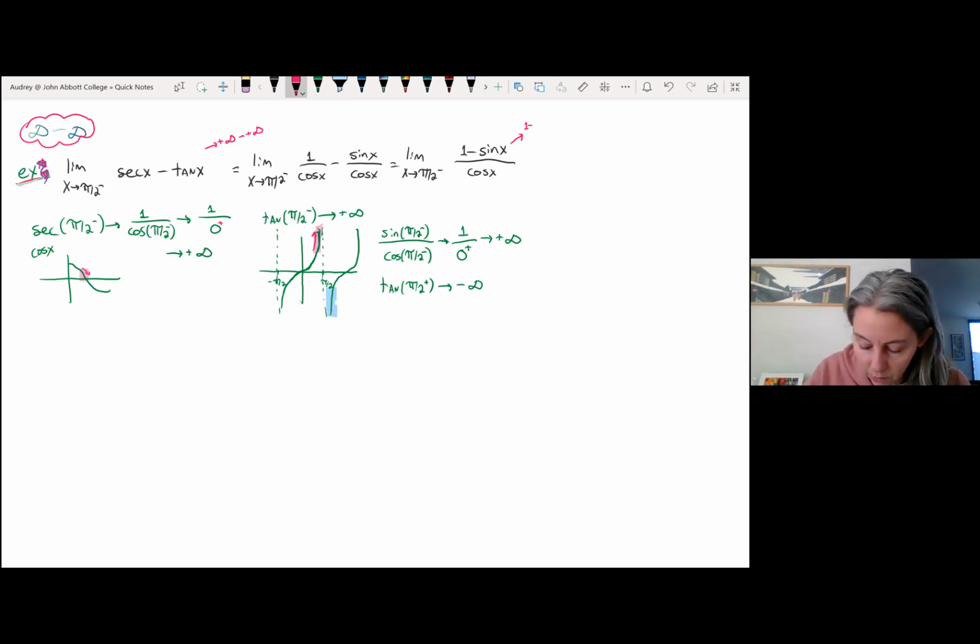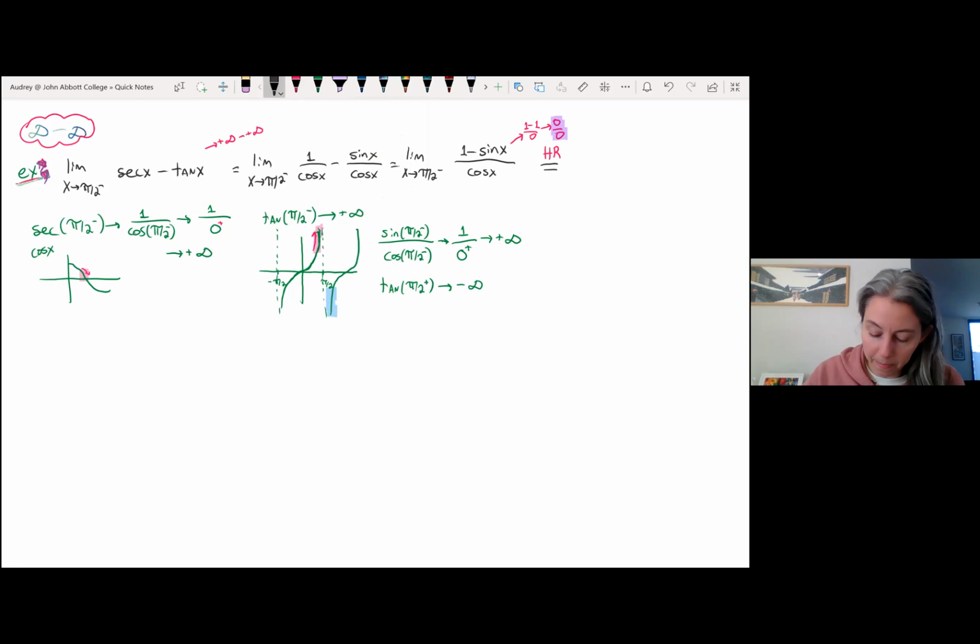Which is now a much simpler way than factoring of getting this to a form where we have 1 minus 1 over 0. That is 0 over 0. I am now allowed to use L'Hopital's rule. I have my indeterminate form that allows me to apply L'Hopital's rule.